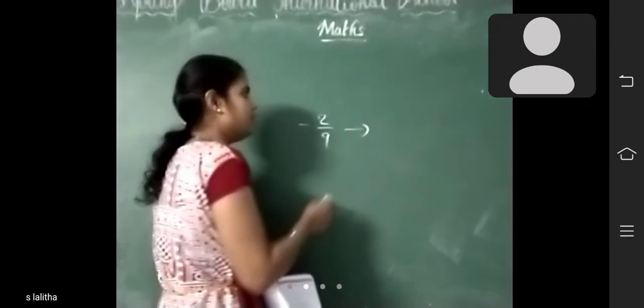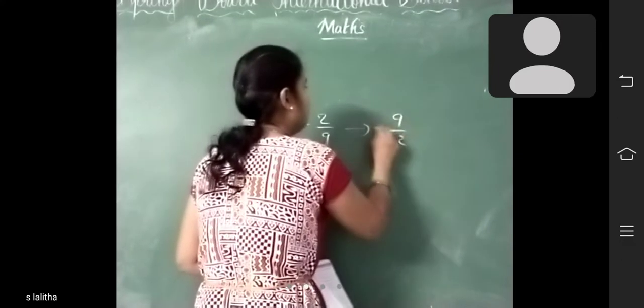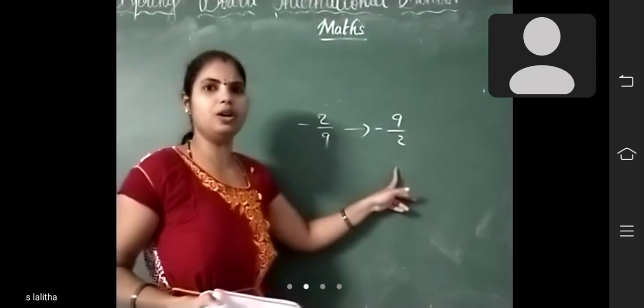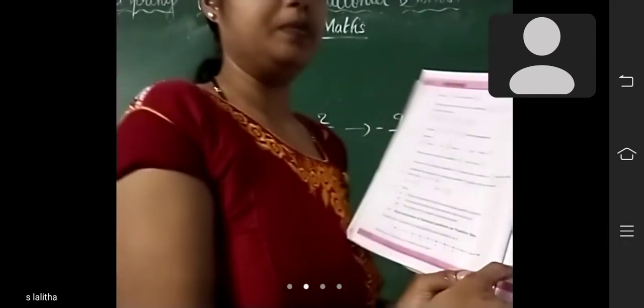Come on, what is reciprocal? Reciprocal means you have to reverse that number. So minus 9 by 2. Again, what is the reciprocal? It will be negative only, no? So that's why you have to write here negative. The reciprocal of a negative rational number is a negative rational number. Okay.